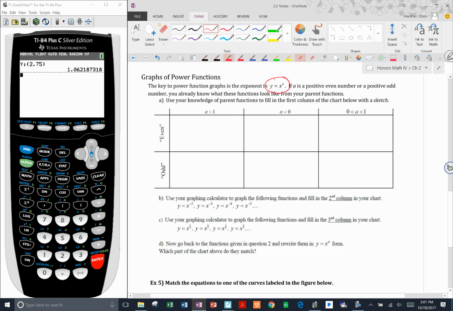y equals x to the a. So a is the exponent. So if you have an even function where a is greater than 1, that would be something like y equals x squared, y equals x to the 4th. We know the end behavior is going to look something like this, or the graph is going to look something like that. Okay? I'm just going to throw some axes in here, because we're only talking about one term, so it's going to go through the origin.